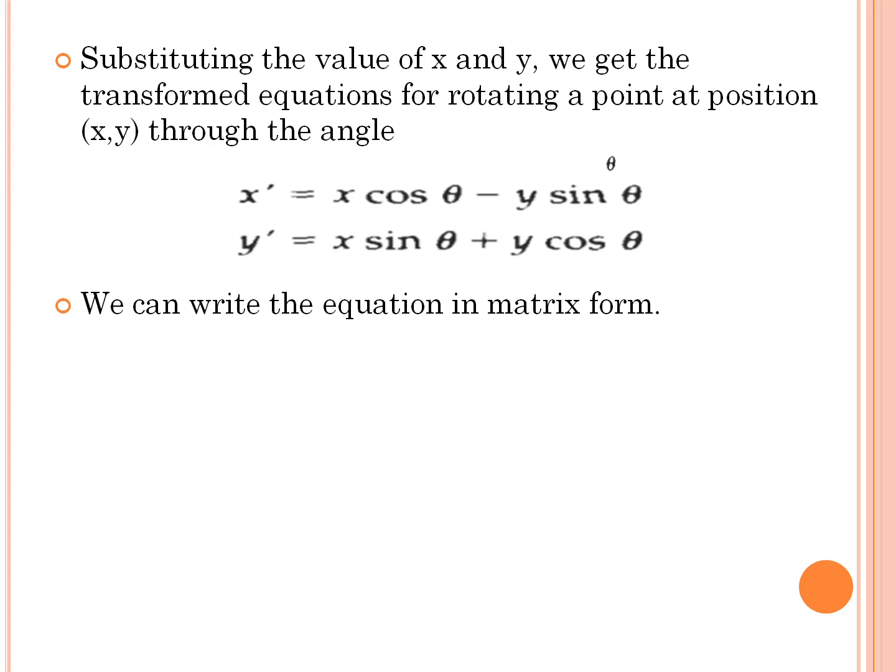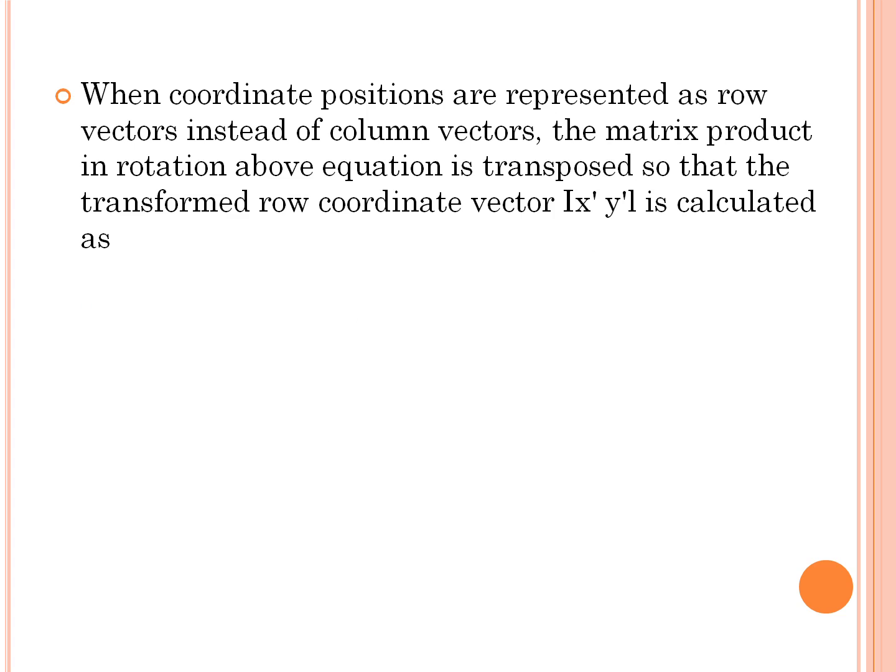In a similar way, we can write this equation in matrix form. P dash equals R dot P, which means the new position of the object P dash is obtained by multiplying the original position by the rotation matrix R. And what is that rotation matrix? It is cos theta, minus sin theta, sin theta, cos theta.